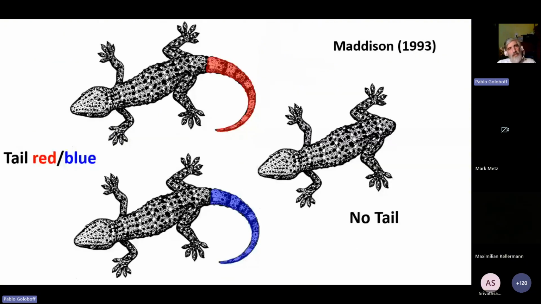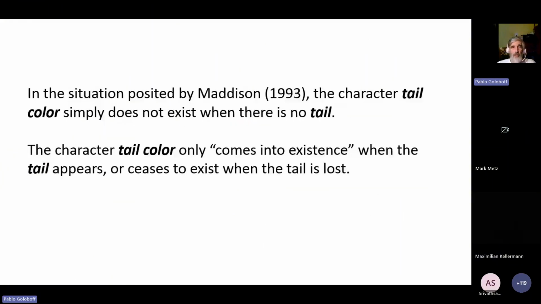What are inapplicable characters? Well, suppose you have an example such as this. You can have some lizards, some of which have a red tail, some of which have a blue tail, and other lizards have no tail at all. In those lizards where there is no tail, you don't know whether the tail is red or blue. In the situation posited by Madison, then, the character tail color simply does not exist when there is no tail. The character tail color only comes into existence, so to speak, when the tail appears, or ceases to exist when the tail is lost.